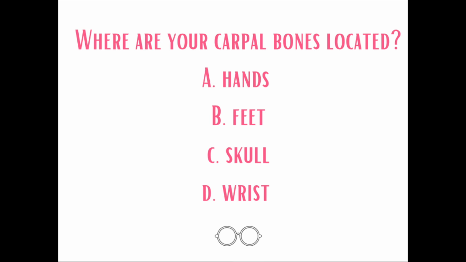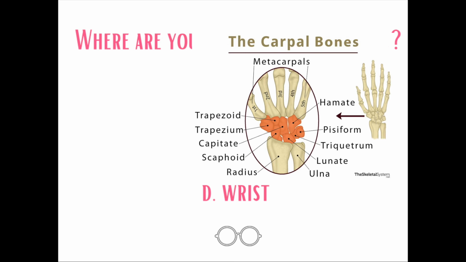Where are your carpal bones located? A. Your hands, B. Your feet, C. Your skull, or D. Your wrist. The answer here is D, your wrist. Your carpal bones actually are 8 small bones that are in 2 rows that make up your wrist. And don't get these confused with your metacarpals. There are 5 small bones that make up the palm of your hand, and these are called your metacarpals.